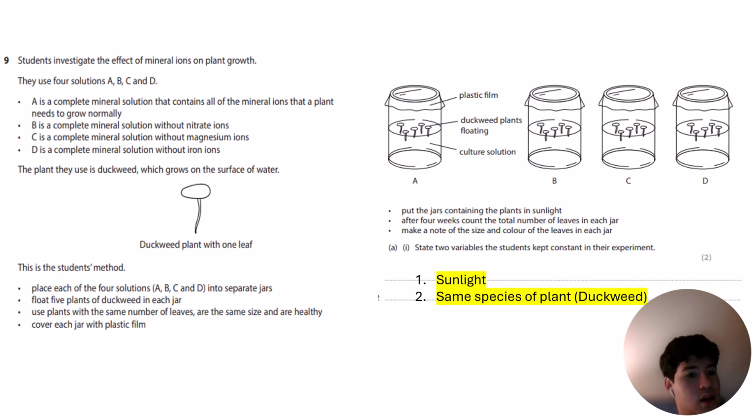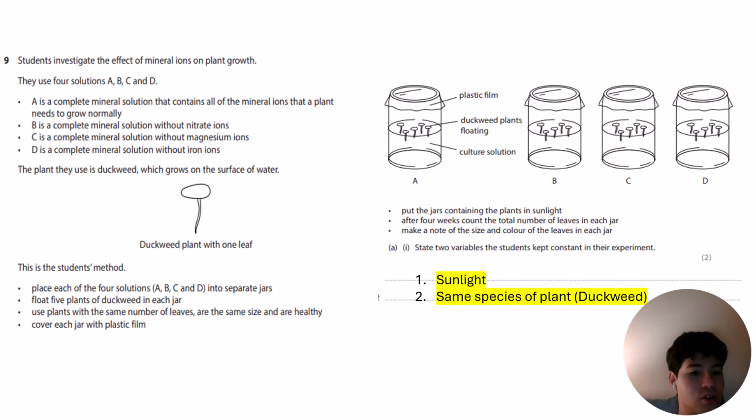Okay. Question 9. Students investigate the effect of mineral ions on plant growth. They use 4 solutions A, B, C, and D. A is a complete mineral solution that contains all of the mineral ions that a plant needs to grow normally. B is a complete mineral solution without nitrate. C is without magnesium. D is without iron. The plant they use is duckweed, which grows on the surface of water. This is the student's method.